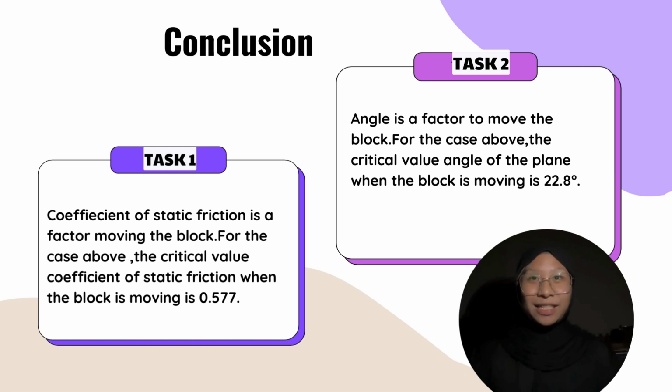For task 2, the angle is a factor in moving the block. For the case above, the critical value of the angle of the plane when the block is moving is 22.8 degrees. This means we need a 22.8 degree angle to move the block.